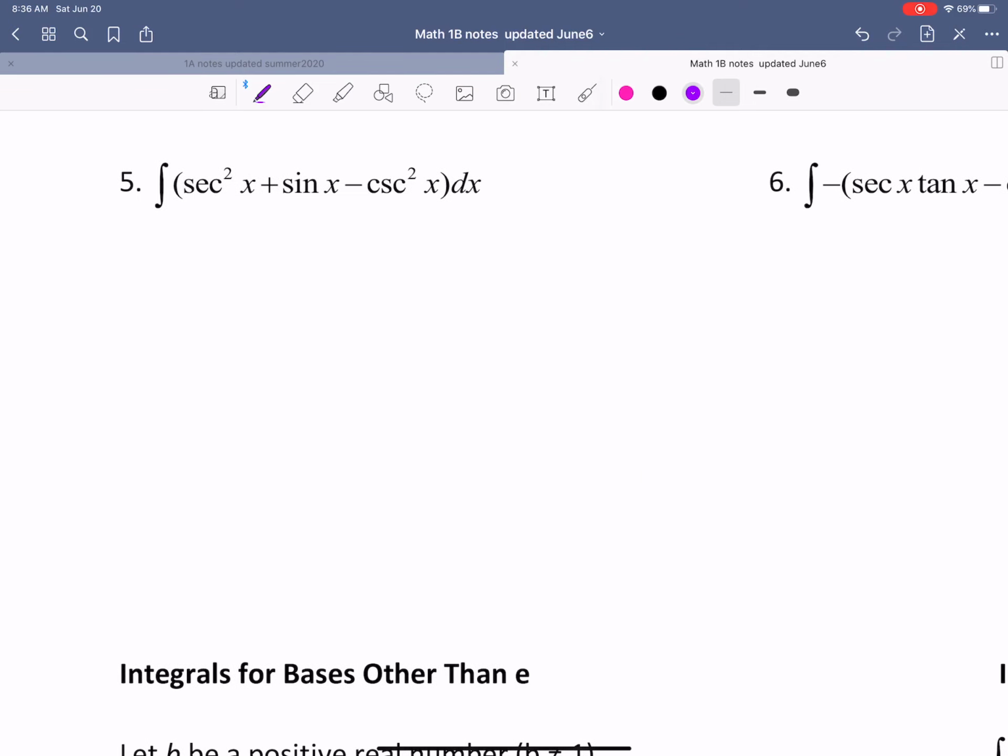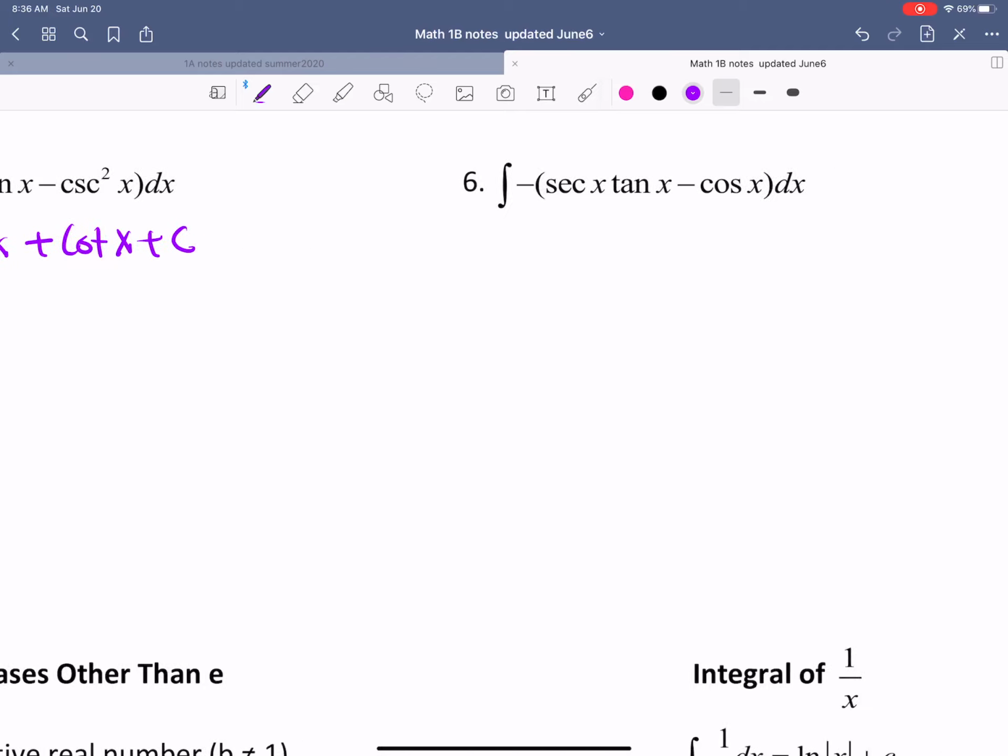Example number 5, secant square x plus sine x minus cosecant square x dx. We can just go ahead and do the integration of pieces. Here it is: tangent x minus cos x plus cotangent x plus c. Because the integral of cosecant square x is negative cotangent x, and that would make it a positive. Let me double check. Yes. The negative and negative would become a positive.